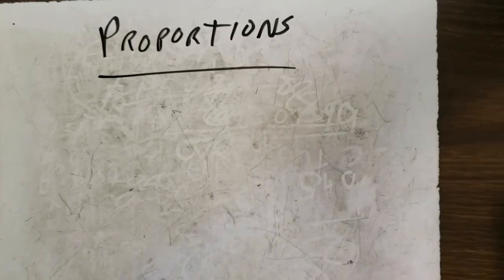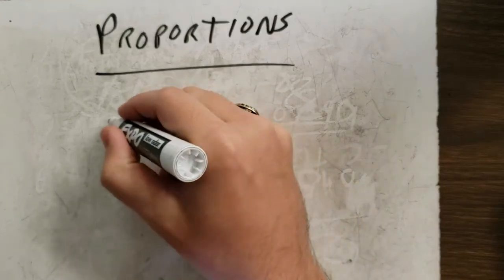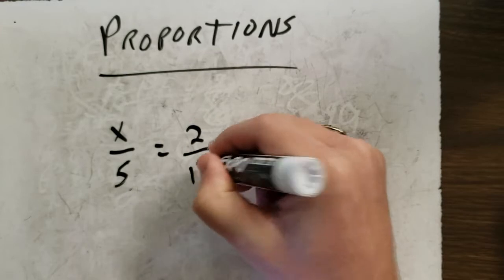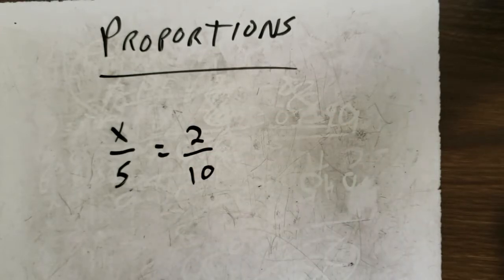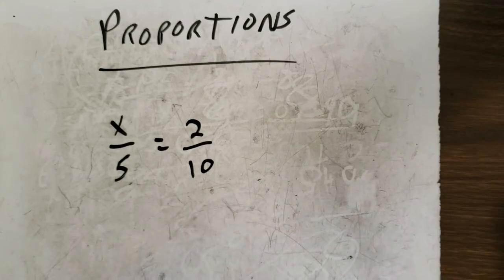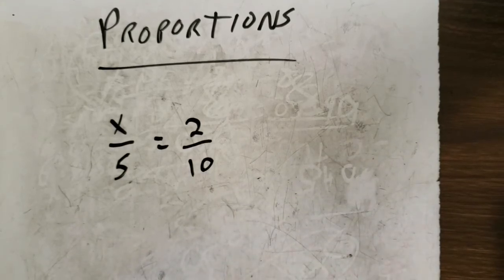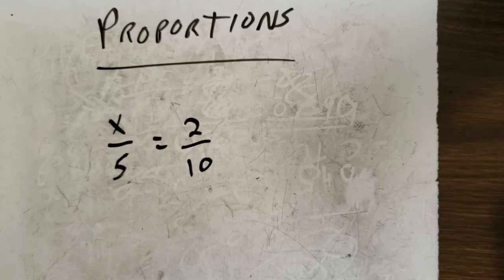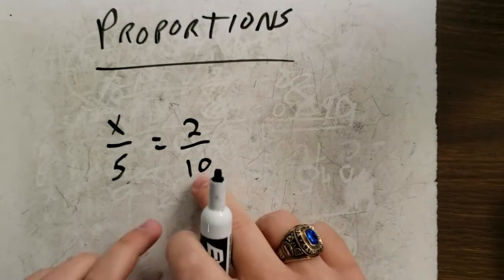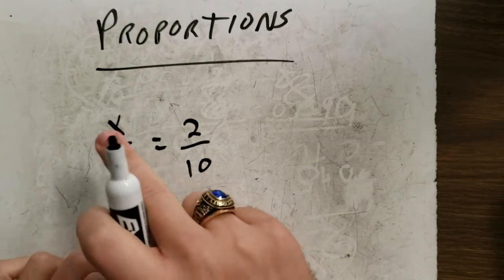So, getting started with a simple example: x over 5 equals 2 over 10. Okay, so you have two fractions, x over 5 and 2 over 10, with an equal sign in the middle. Now, the basic way to solve any proportion is to cross multiply. You know, when we multiply fractions, we go straight across. Well, when you have proportions like this, you cross multiply.